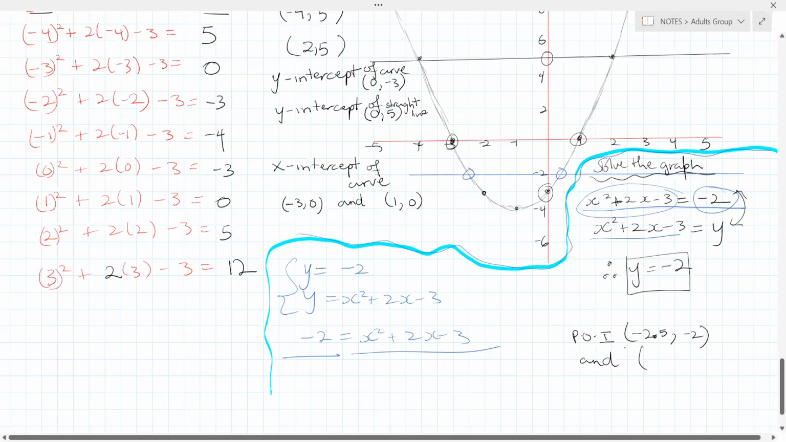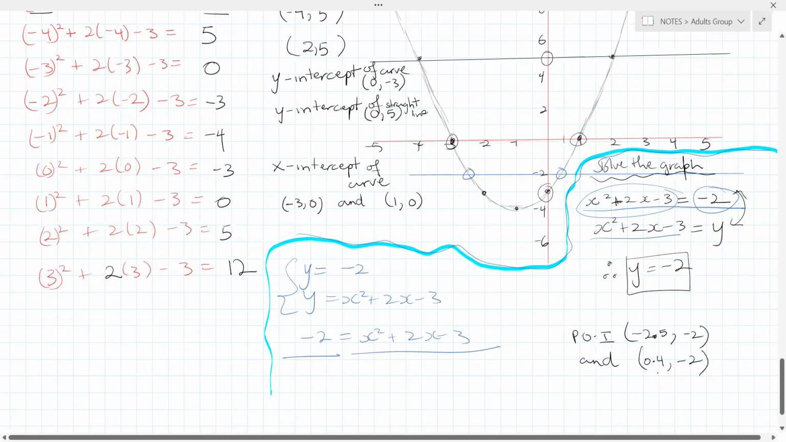X first and then Y. X first and then Y. Remember, 1 is here, so this is 0.5, right below 0.5. So 0.4 and what? -2.